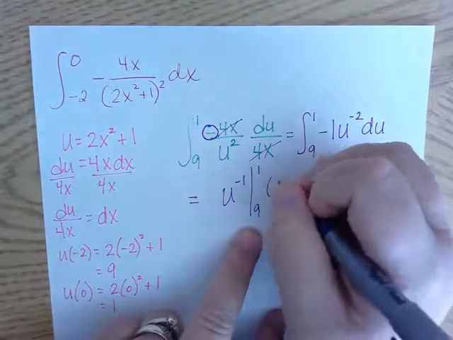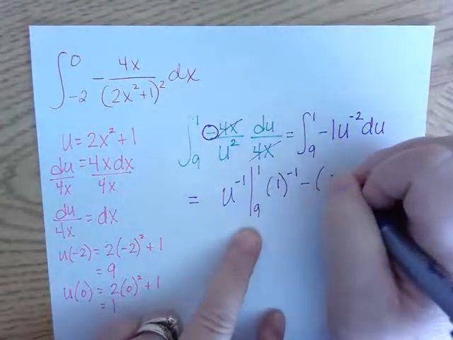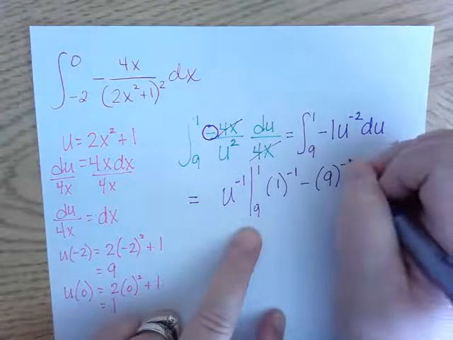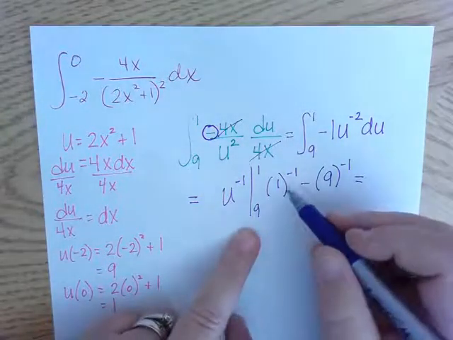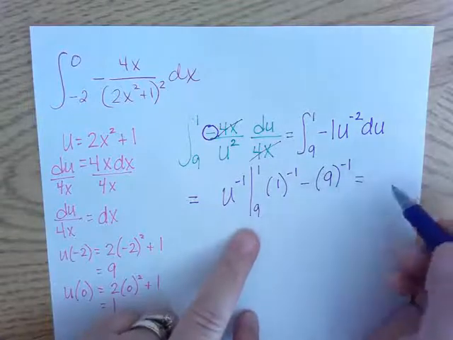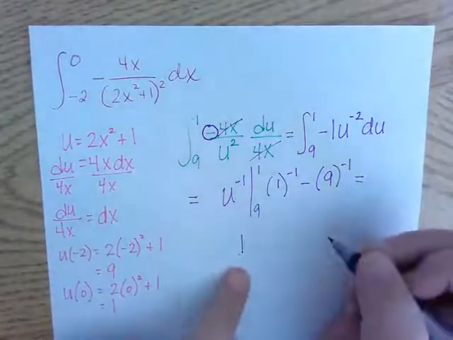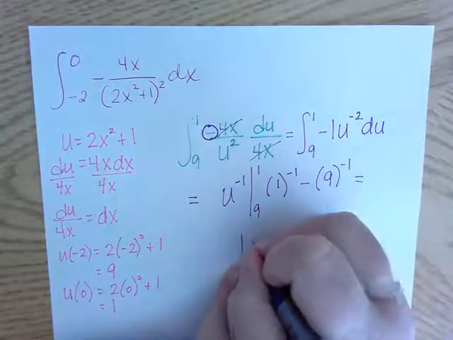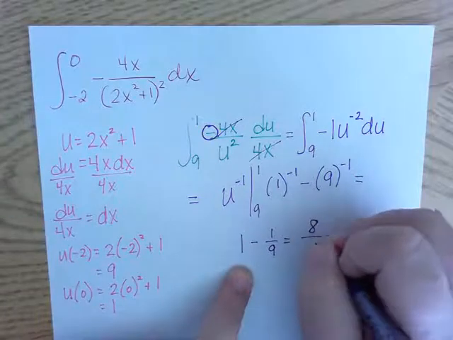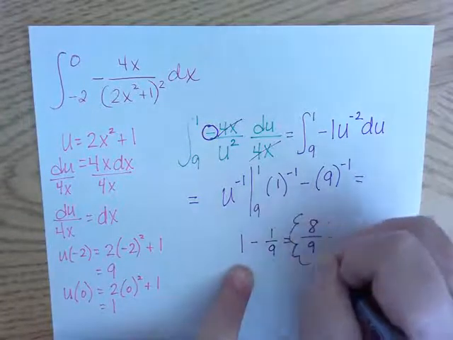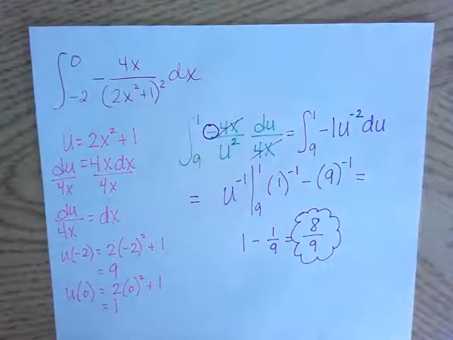So this is 1 to the -1 minus 9 to the -1. And I'm going to rewrite that because I know that the -1 just means take the reciprocal. So this is actually 1, because 1 is its own reciprocal, minus 1/9, which equals 8 over 9. So I have found the definite integral using u substitution.